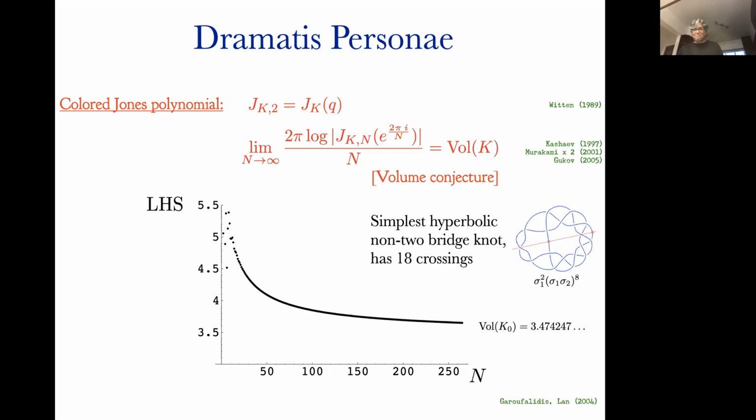As you can see, the small values of the color in this plot are not really a very good approximation to the actual volume of the knot complement. The actual volume of the knot complement of this knot is 3.47 something, whereas the initial values are 5 something. It's only in the n goes to infinity limit that you see some convergence to the actual value. And in fact, even at n equals 250, convergence is not really that great yet. So it's really phenomenal that if you just know the Jones polynomial, the simplest colored object here, you can predict the volume with very strong accuracy.